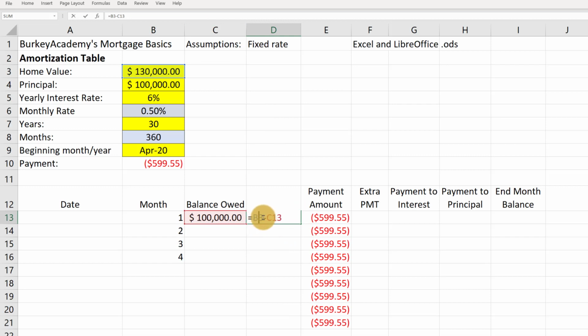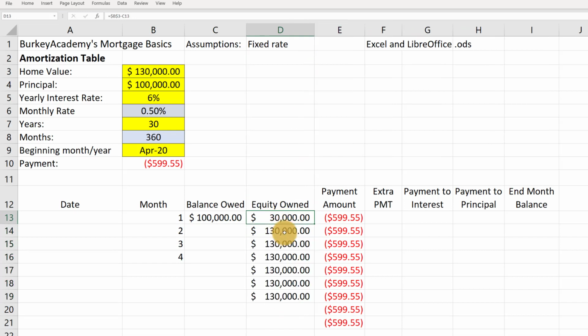So we're going to select the B3 and also hit F4 to put those dollar signs in. But the C13, this value right next to it, the balance owed, that's going to be decreasing as we pay this loan off. So we want that to change. Let me show you what I mean. Let's drag this formula down.